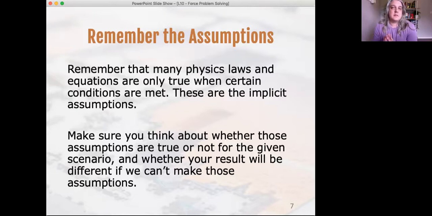You can't confidently state your results if you haven't thought about these assumptions. Unless you've actually considered them, then you don't really know if your results are going to be anywhere near what they will actually be. So we don't always state them. That's why they're implicit assumptions. We don't often write them down in full. But if there's an assumption that you think is questionable about this system, then you should include it.